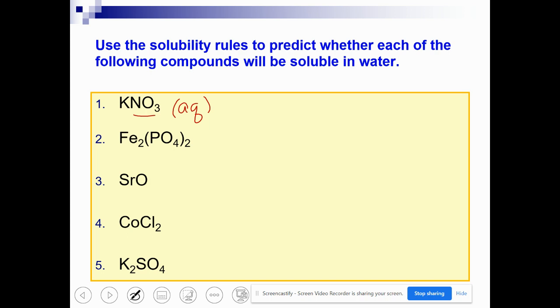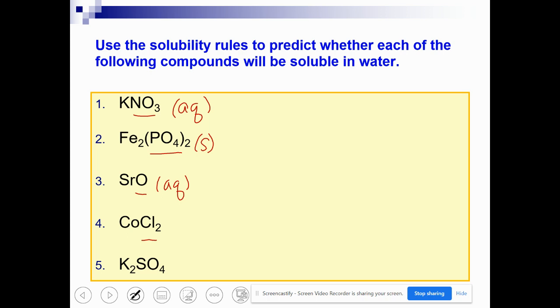Rule number 1, the nitrates are always soluble. For number 2, we're going to look at rule 8, which is about phosphates. They're insoluble except for alkali and ammonium. Well, iron is not one of those, so it's going to be insoluble. Number 3, this is an oxide. So we look at rule number 6. All oxides are insoluble, and then they list a lot of exceptions, and the SrO, strontium oxide, is on the exception list. So it's going to be the reverse of the regular rule, and it's going to be soluble.